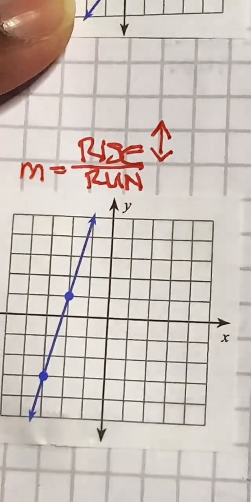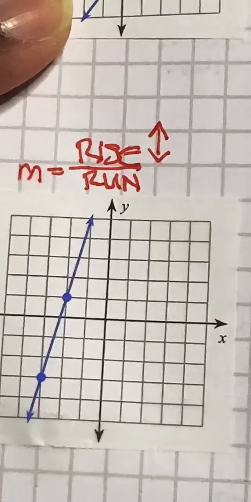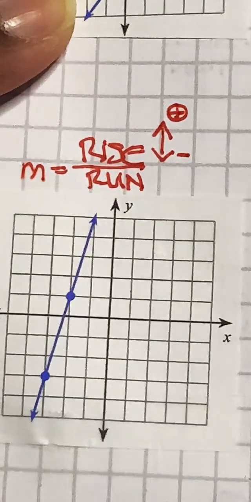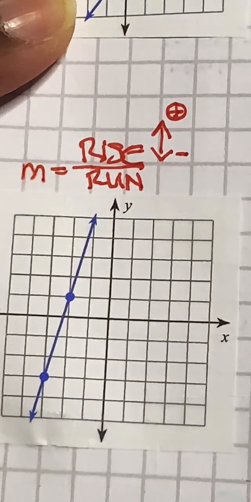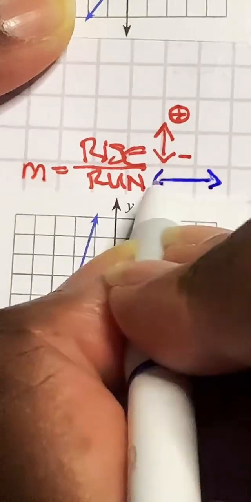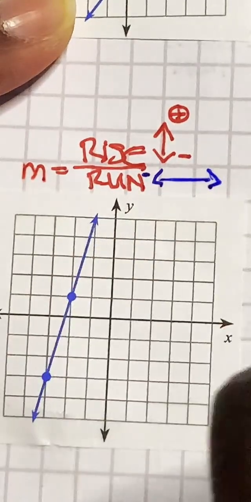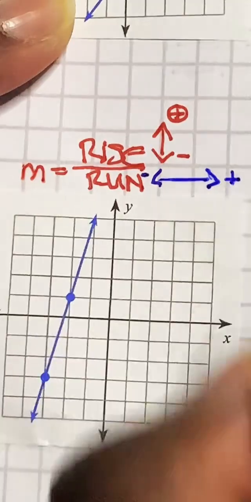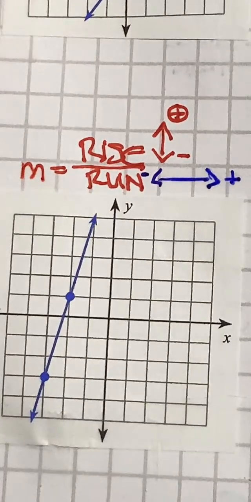Okay, so for your rise, they're talking about your y-axis. That's when you're going up or down. If it's positive, you're going up. If it's negative, you're going down. Now for your run, they're talking about your x-axis. That's your left to right. If it's negative, you're going to the left. If it's positive, you're going to the right.